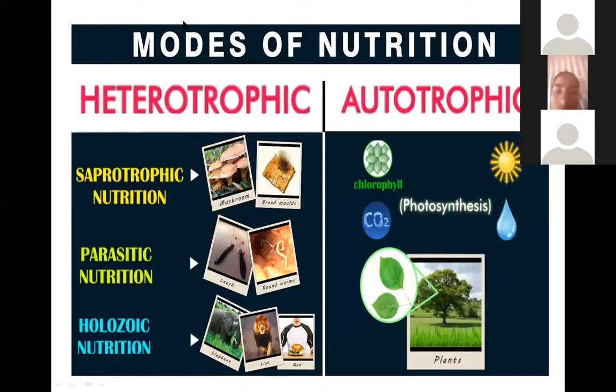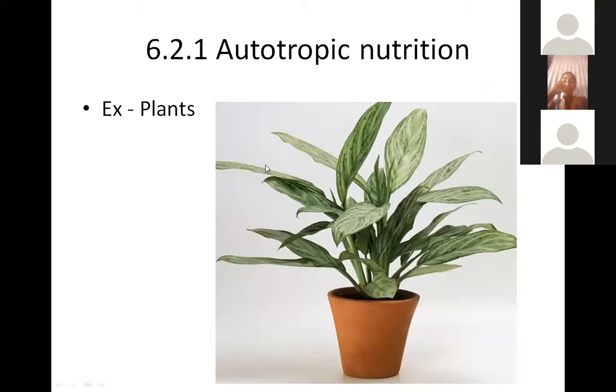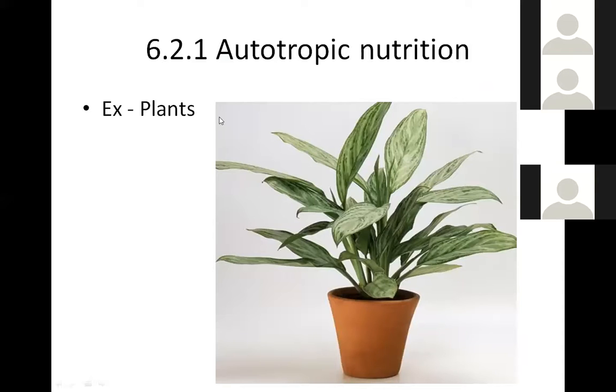One is modes of nutrition. One is heterotrophic nutrition. One is autotrophic nutrition. Okay. So in this, we'll start with autotrophic nutrition. So we know that autotrophic nutrition happens only in plants. So today we'll go in detail with autotrophic nutrition. Okay. So tell me, we all know that autotrophic nutrition happens in plants.